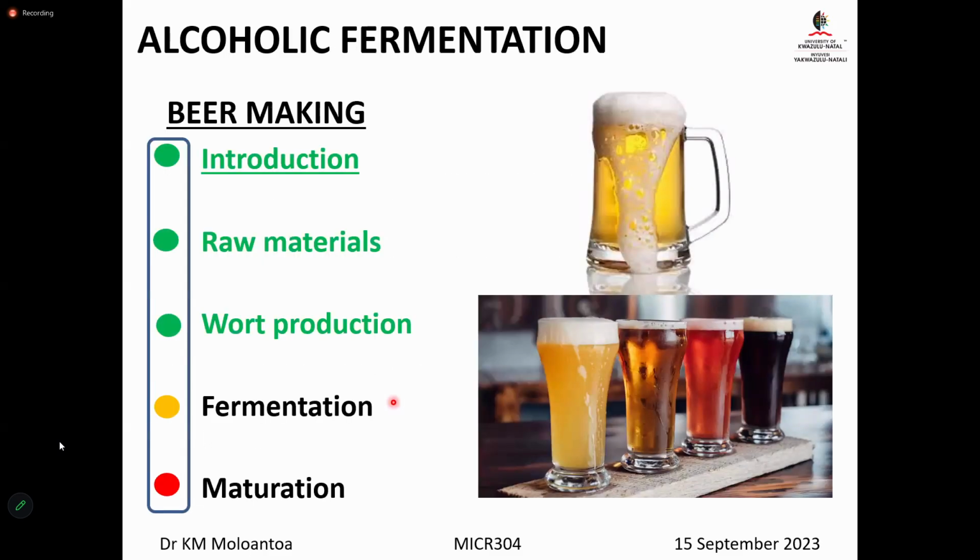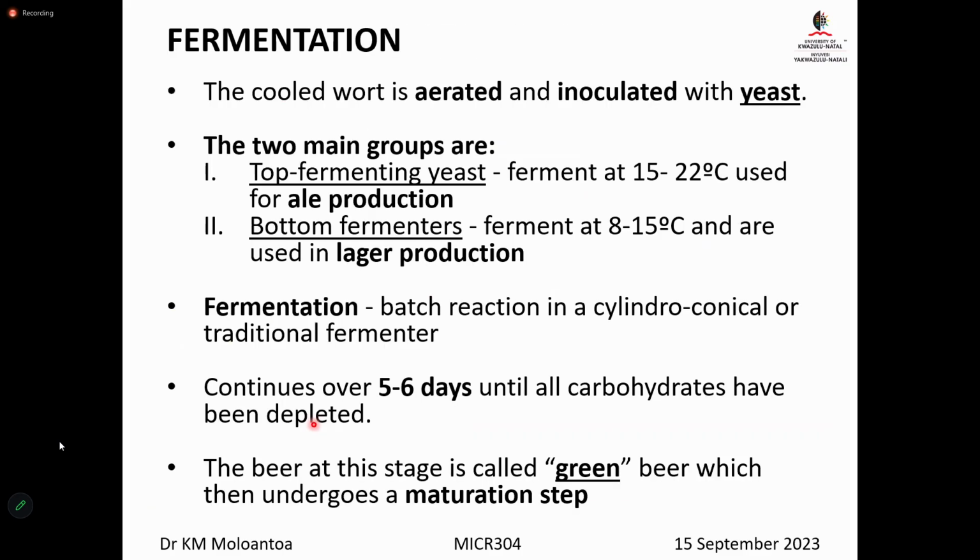Right. So we spoke about the raw materials. We spoke about how we produce the wort. And now let's discuss a little bit about fermentation. As I said, I'm not going to go into too much detail because I believe you already covered that section with Prof. Kana. Right. So the cooled wort, as I explained how the wort is cooled, is aerated and inoculated with the yeast. However, there are two different yeasts that you need to keep in mind.